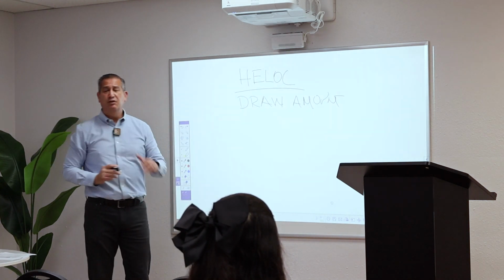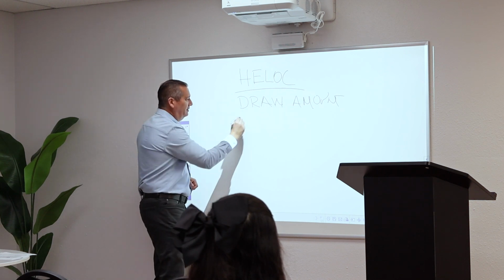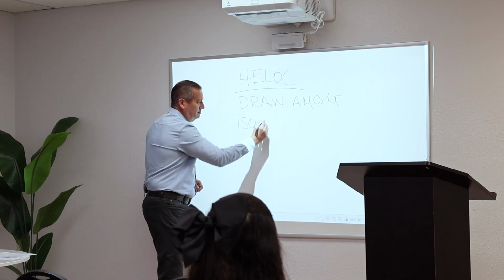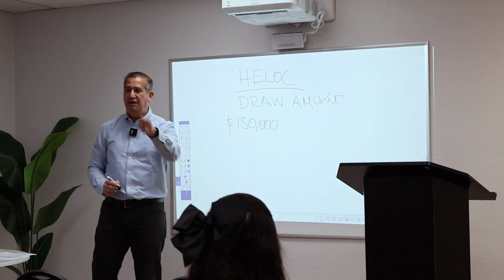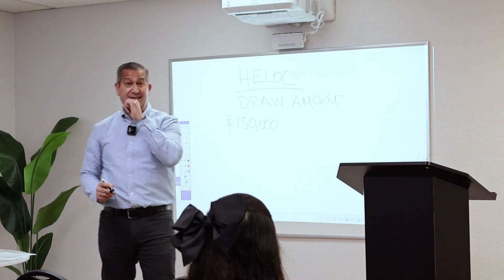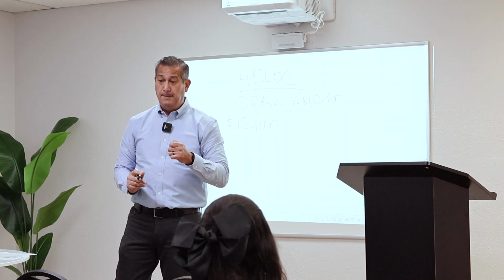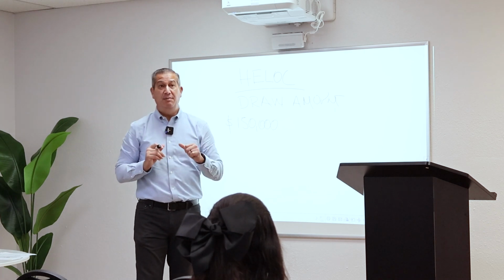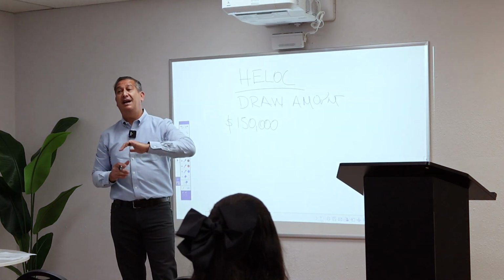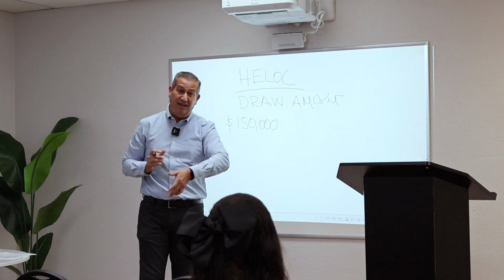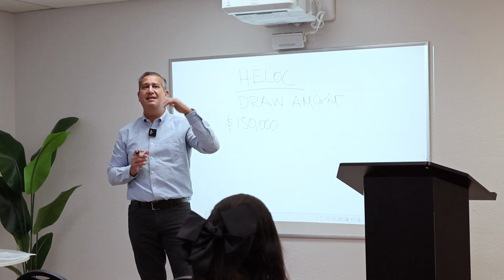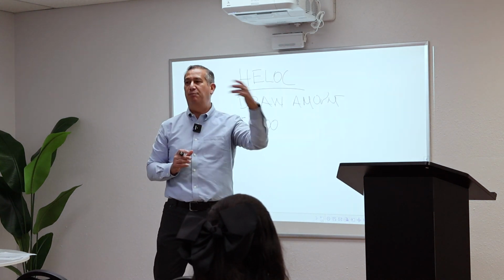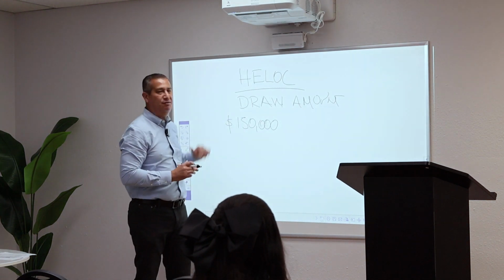But if you do a HELOC for $150,000, now this is a credit line for $150,000, and the client might say, well, I only need 50 right now, or I only need 20, because I'm going to buy a house in the future, or I'm going to build an ADU. I'm going to submit the permits and everything, but I want to have the line of credit ready.